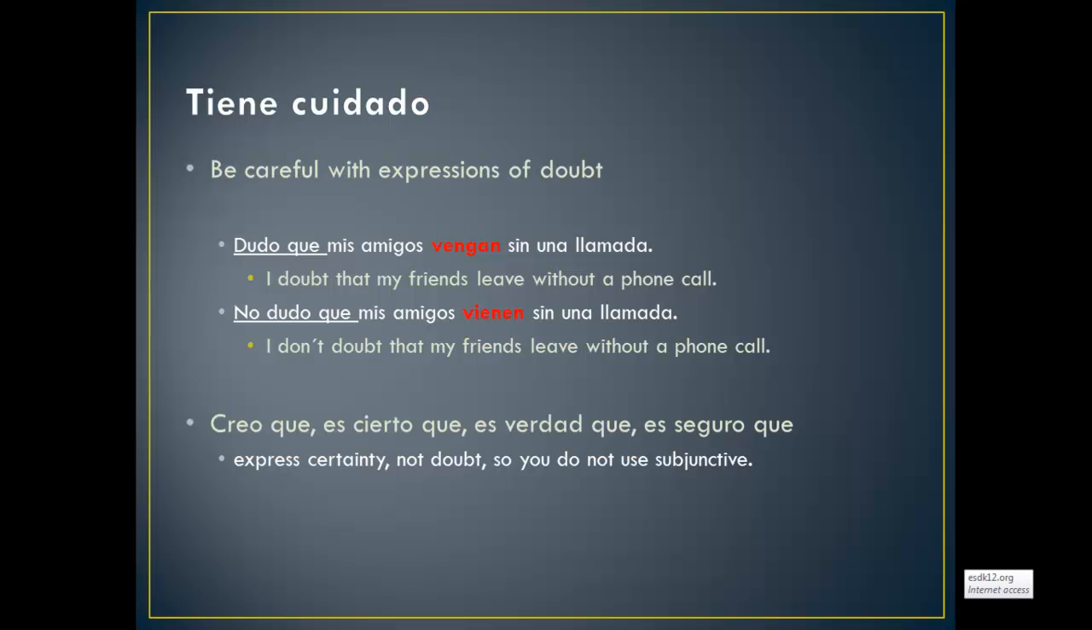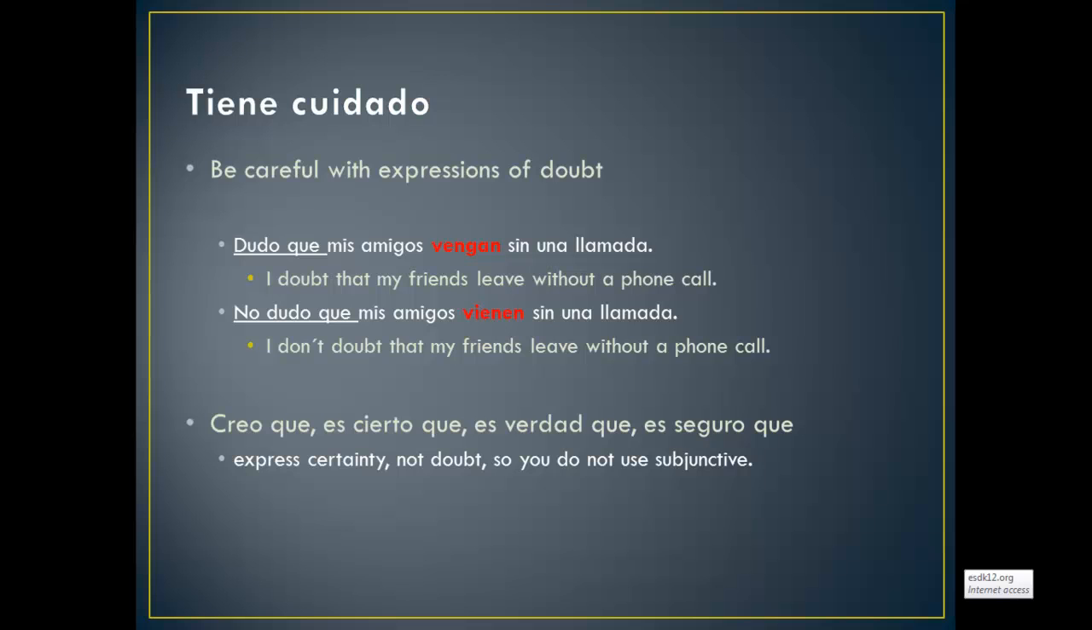Okay? So these are some phrases: creo que, es cierto que, es verdad que, es seguro que. These all express certainty. So if you see these phrases, even though they have the que in them, do not say, oh, it's subjunctive. If it's a phrase that's certain, you do not use the subjunctive.